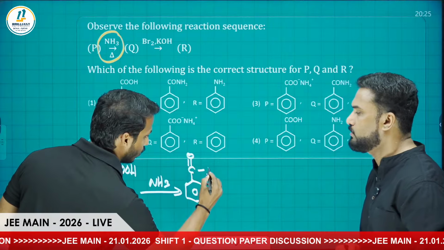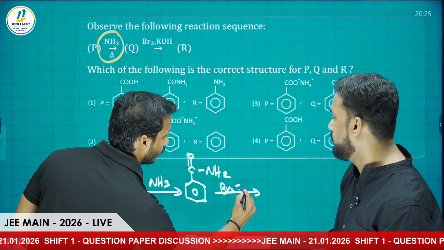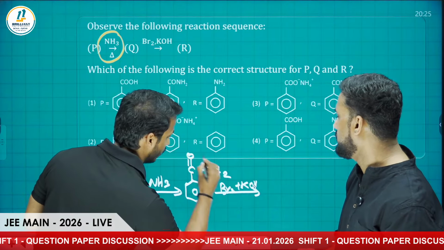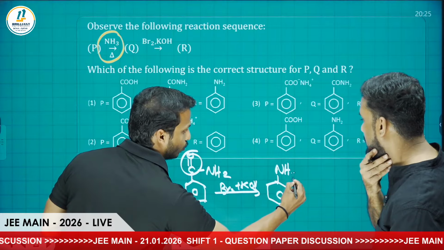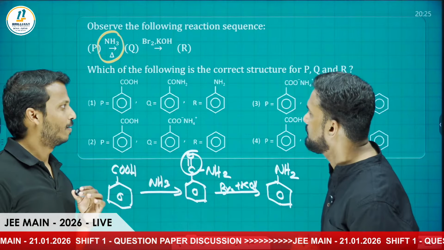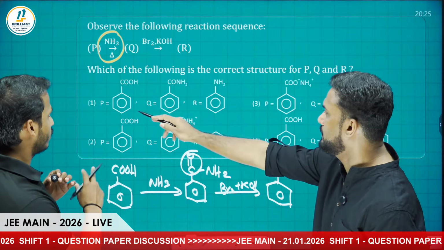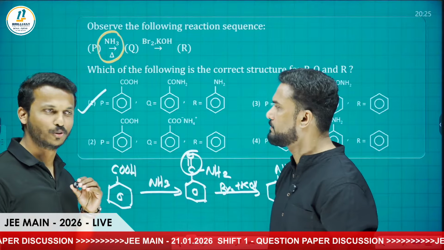Then, after that, you know the Hoffmann bromamide reaction with Br2. Hoffmann bromamide means it should be an amide. You just remove the CO and we'll get the NH2. These are CBSE-type questions, CBSE stunted ones. So the first one is COOH, then CONH2, then NH2. Easy question.